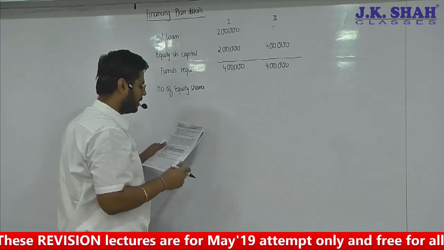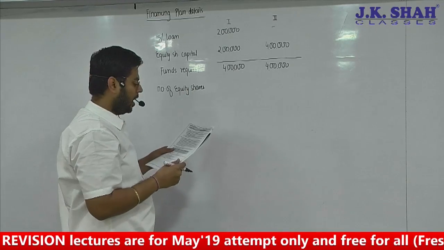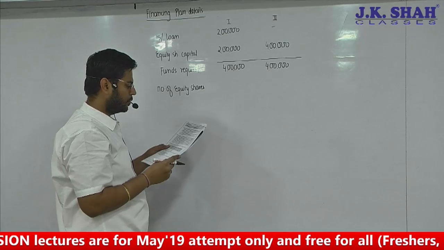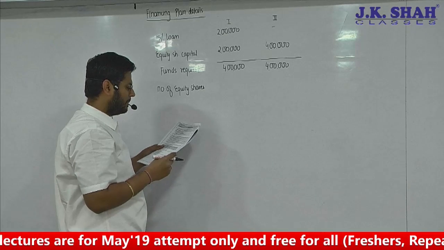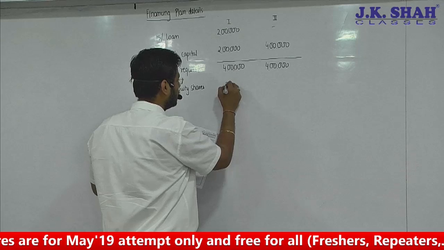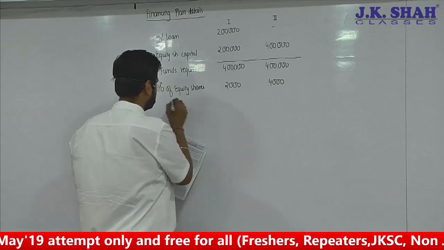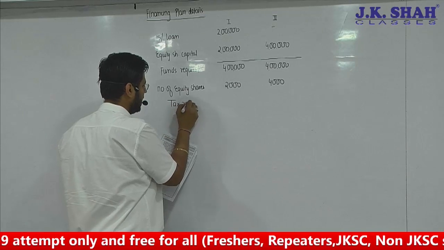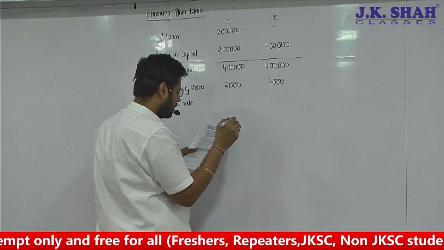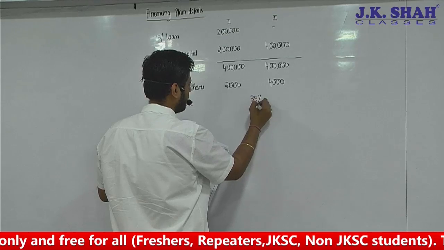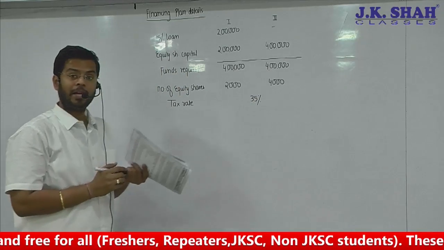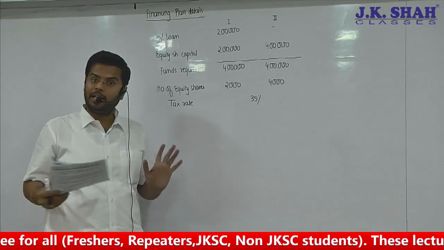So we have the number of equity shares. In the first plan, how many shares are we going to issue? If you notice, in the first plan, we are going to issue 2000 equity shares, whereas here we will issue 4000 shares. And the applicable tax rate is going to be 35%.